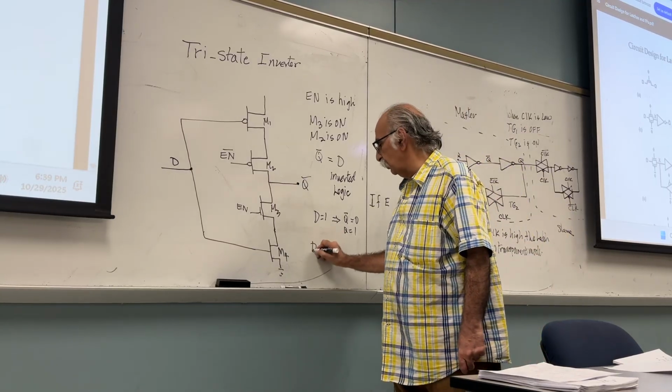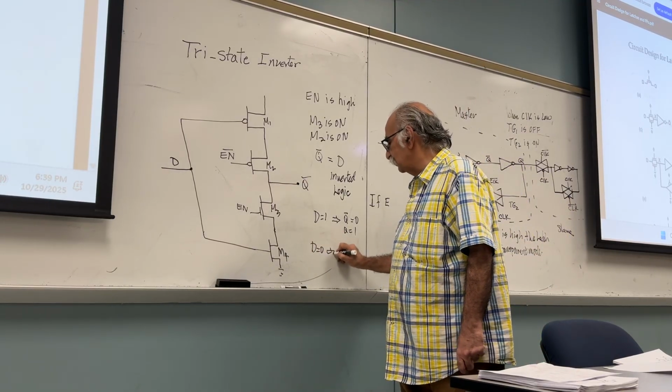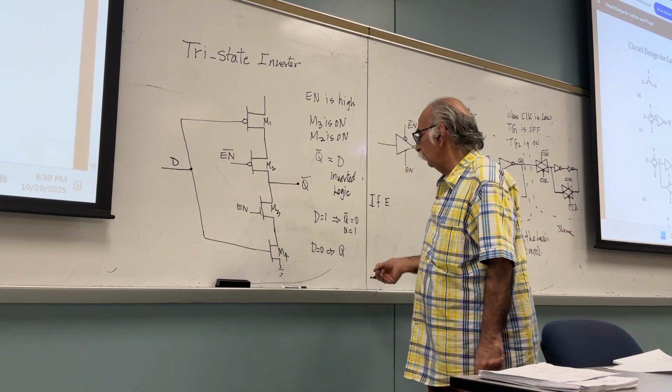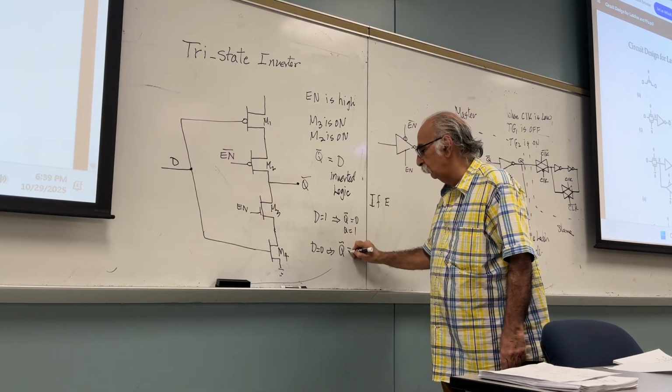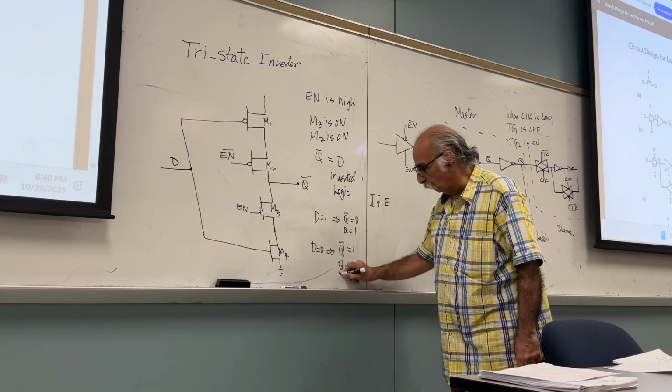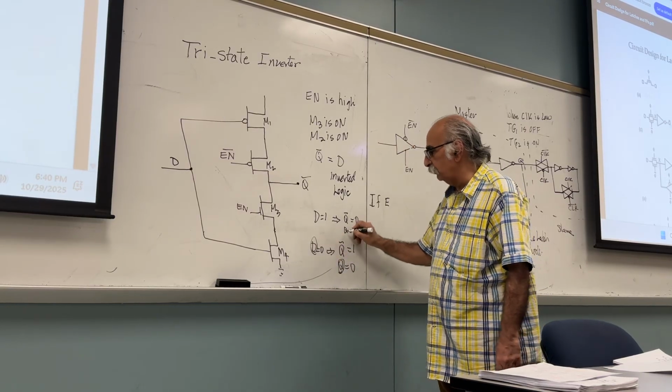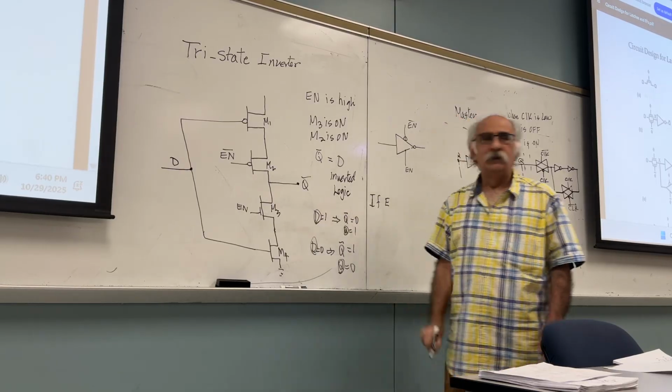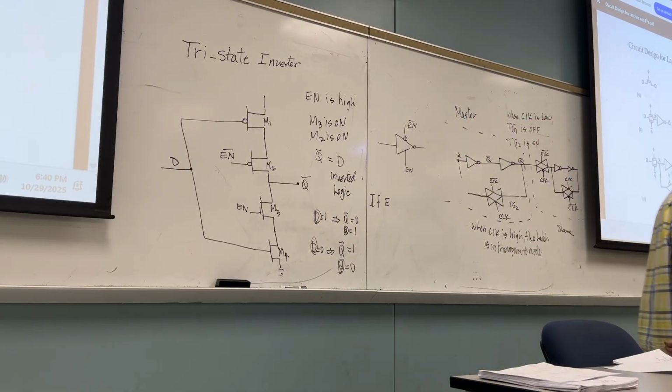If D is 0, what does that tell you? Q bar equals 1, which means Q equals 0. Which means the Q and the D are the same. Did you get it? Yes. Okay, good.